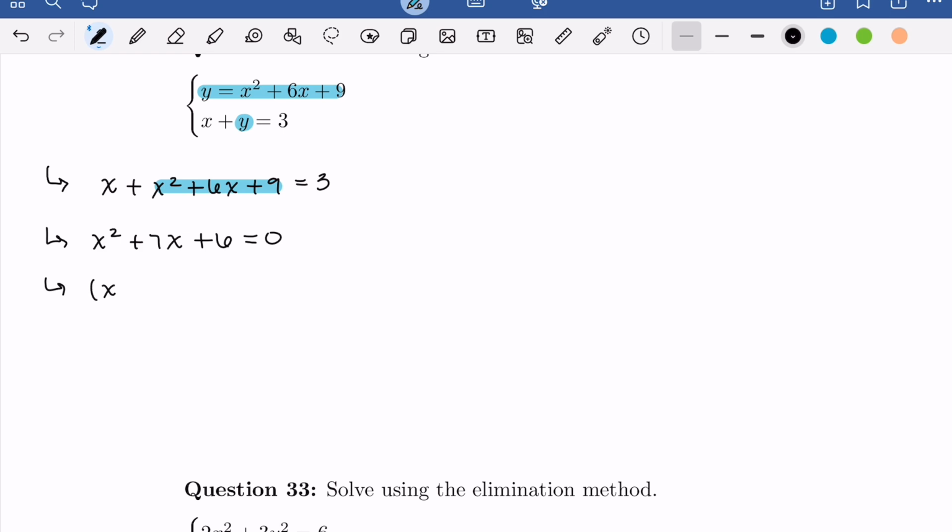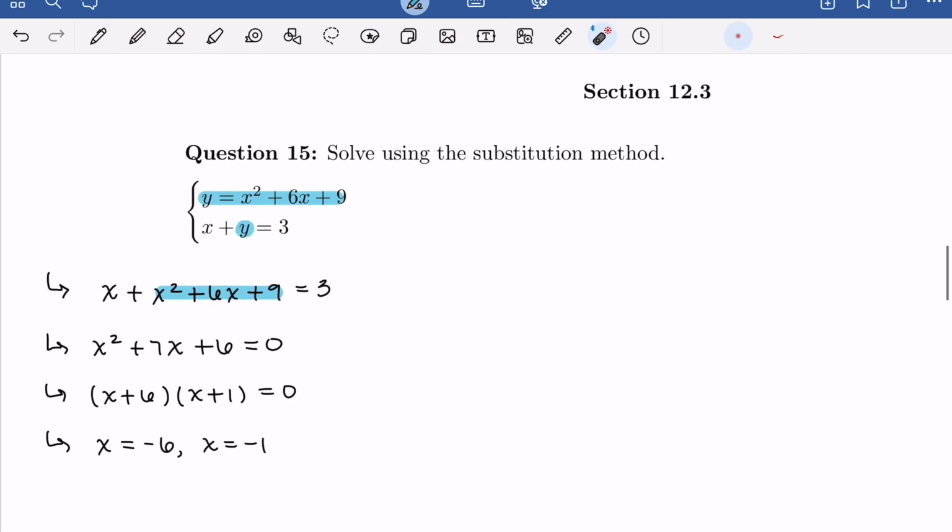This is just going to be x plus 6 times x plus 1. That'll give us 0, and so we have two solutions here. This will be negative 6 and negative 1. So now we need to plug both of these solutions into one of these equations and solve for y. So we are going to have two different solutions here.